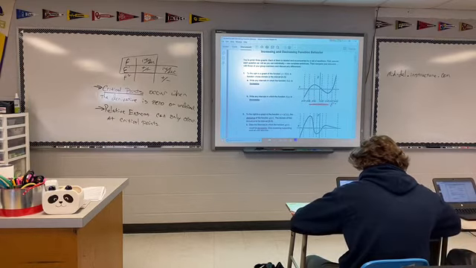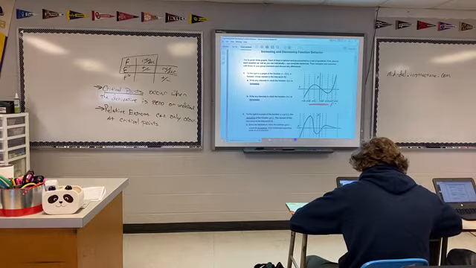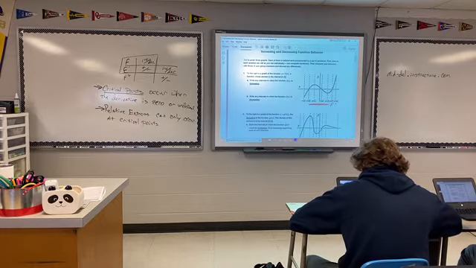How do we justify max? My derivative changes from positive to negative. How do I justify minimum? Derivative changes from negative to positive. And if there's no extrema, that means my derivative is not changing sign.